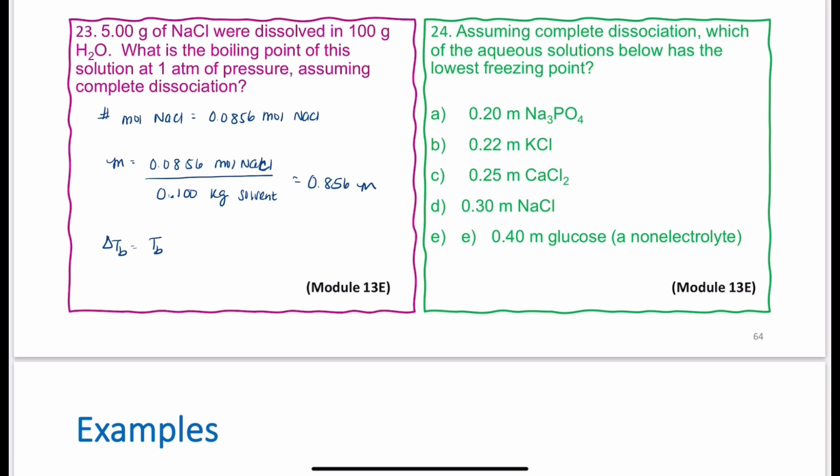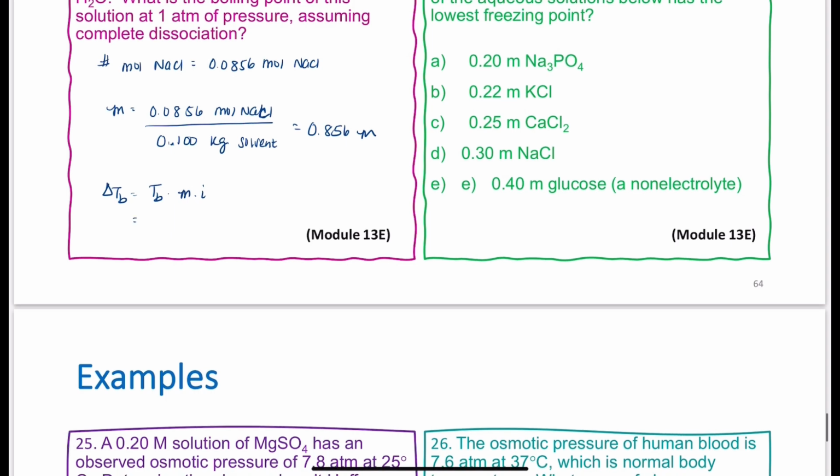Delta TB is equal to Kb times M times I. For water, again, I will give this to you. For water, your Kb is 0.512. Your molality you just found is 0.856. Your Van Hoff factor is 2, because again, sodium chloride splits up into 2 things. My delta TB is 0.873 degrees Celsius.